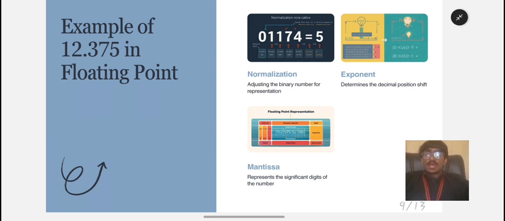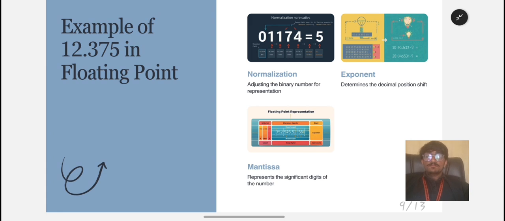In normalization, we adjust the binary number for representation, and similarly we have numbers converted into this normalization form. The second step is the exponent form, and it shows the decimal point shift, where the decimal point is to be shifted after 2 before 3. And the third step is the mantissa, representing the significant digits of the number.